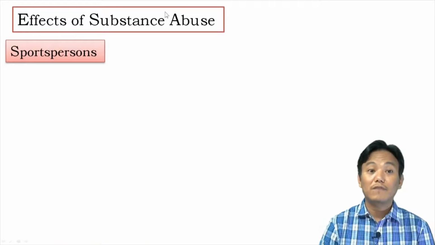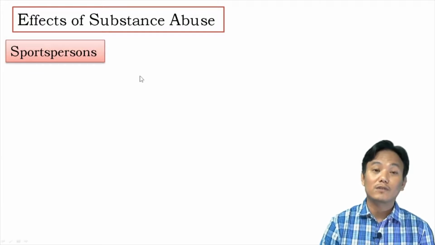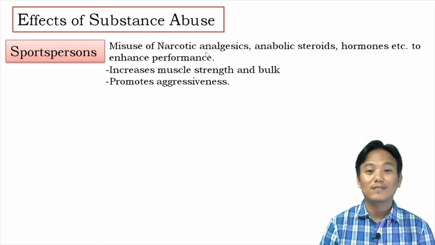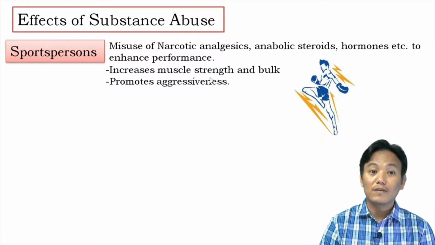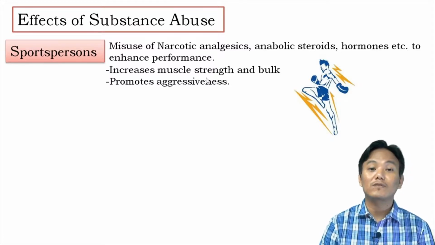And then we have effects of substance abuse on sports persons. In order to enhance their performance in their own sports, athletes resort to misuse of drugs such as narcotic analgesics, anabolic steroids, hormones, etc. It is usually anabolic steroids which are misused by athletes. Anabolic steroids tend to increase the muscle strength and bulk of the athletes. It also promotes aggressiveness of the athletes. So these two effects tend to enhance the performance of the sports person in their respective sport.